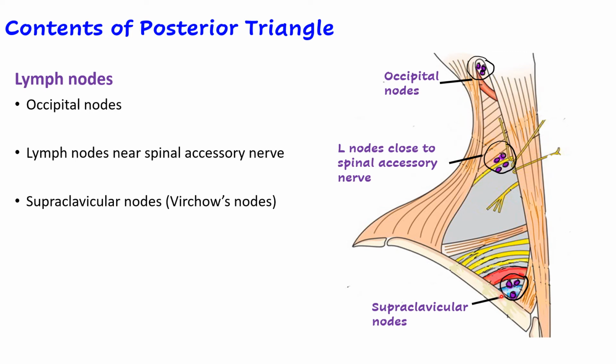And then one we have here near the base of the posterior triangle. These are also again very important. I'll tell you about the clinical aspect. These are the supraclavicular nodes. On the left side, they are also known as Virchow's nodes, right? Their clinical significance, I'll tell you a little later. So these are the lymph nodes that are present in the posterior triangle.